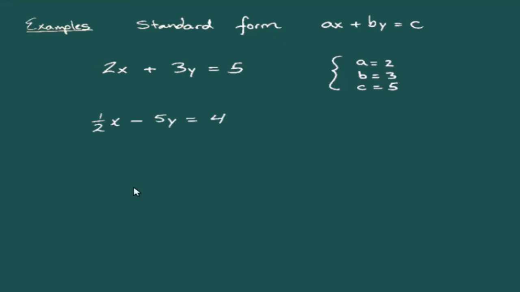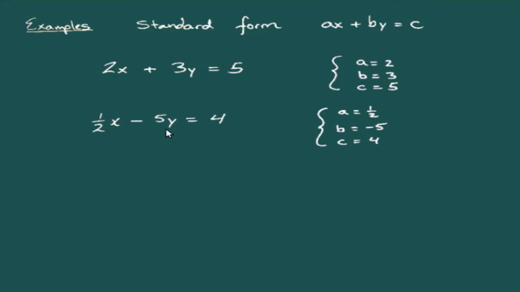Another example would be something like this: 1/2 x minus 5y is equal to 4. And we can do the same thing as we did up here. What exactly are a, b, and c in this case? Well, we remember again that a is going to be the number that's multiplying x. And so in this case, the role of a is being played by the number 1/2.